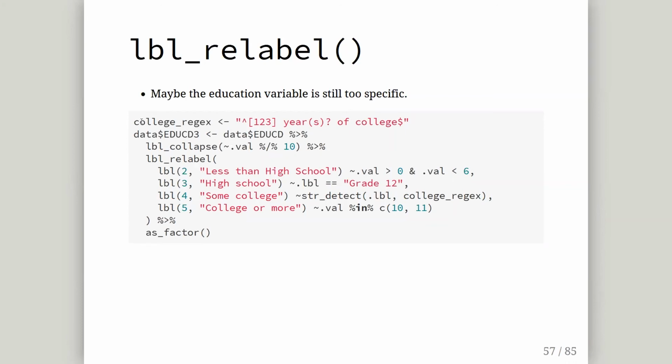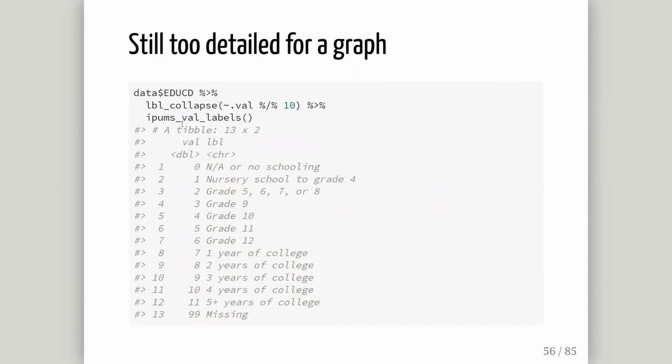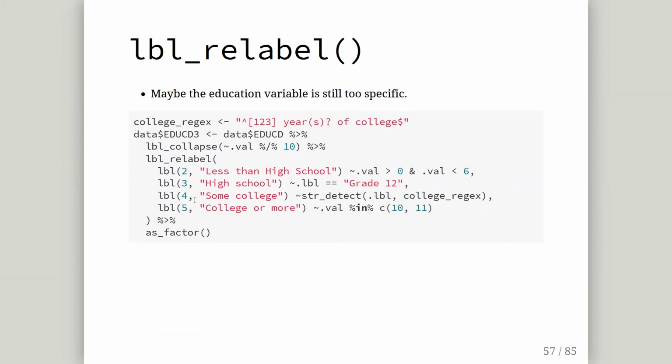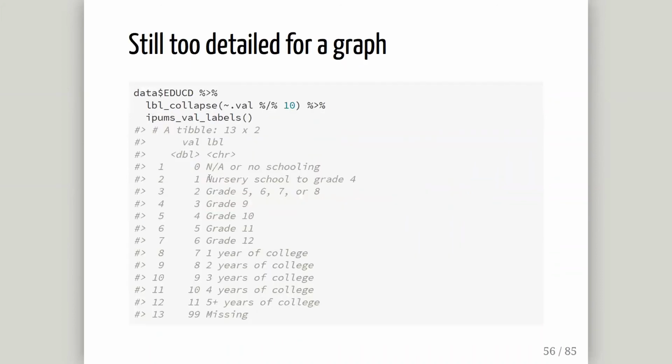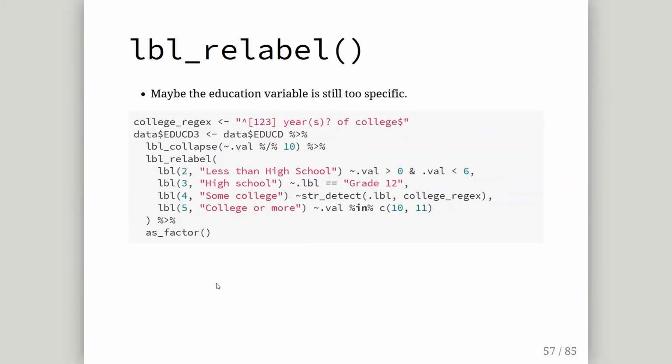So the first line here just creates a regular expression that's going to match 1, 2, or 3 years of college, and we'll use that below. So that just makes this line a little bit shorter. Then the first part of the piped expression just performs the same collapse that we did before, so that after we do the collapse, we get these values and labels that we showed on the previous slide. So this is the input to label relabel, this already collapsed version of the variable.